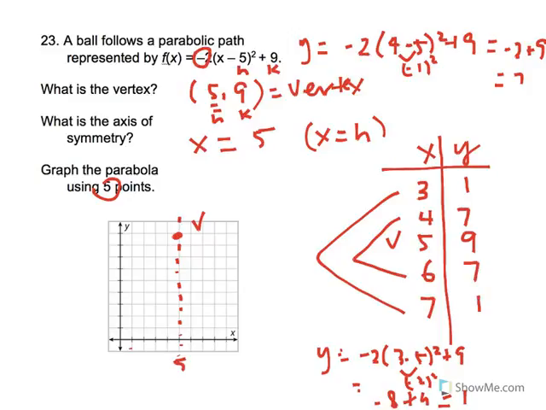So let's go ahead and graph that. When x is 4, we have 7. So that's right there. And also when x is 6, we have 7. And then when x is 3, it is 1. And there it is. And when x is 7, also 1. So there is the shape of the graph right there. And that is the end of the problem.